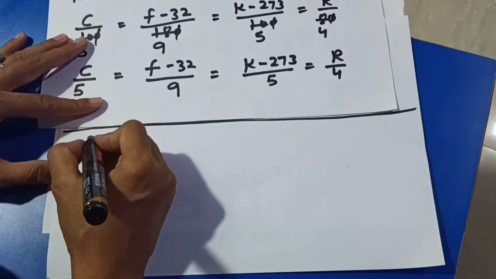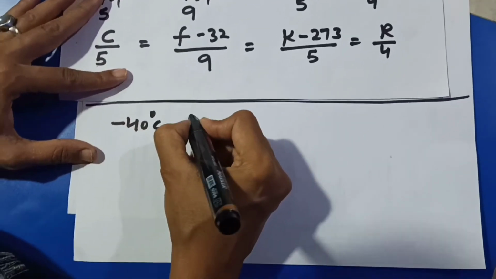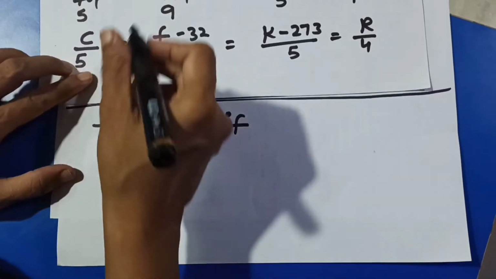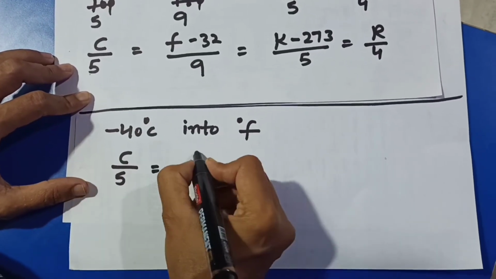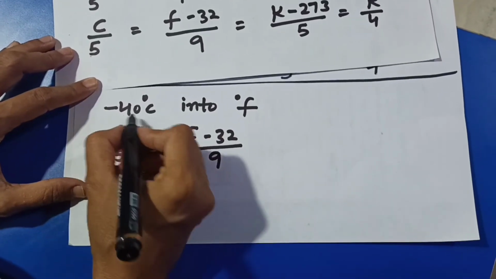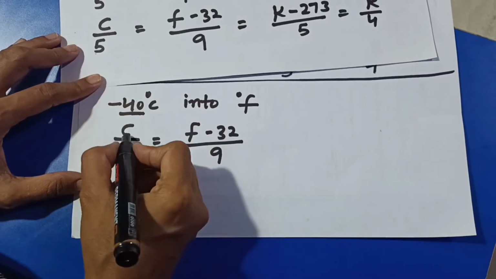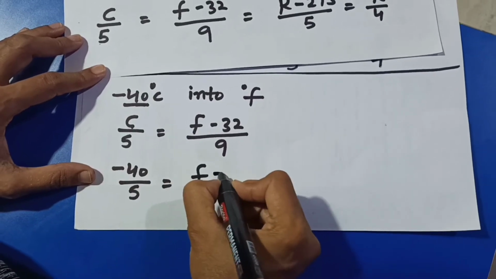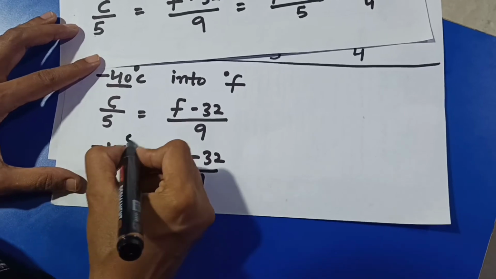Now let's take a problem. We have to convert minus 40 degree Celsius into degree Fahrenheit. For this, we will take these two values: C by 5 equal to F minus 32 by 9. We have been given the temperature in degree Celsius, so we will put the value in this variable. Minus 40 upon 5 equal to F minus 32 by 9. We will solve it. 5 8s are 40.